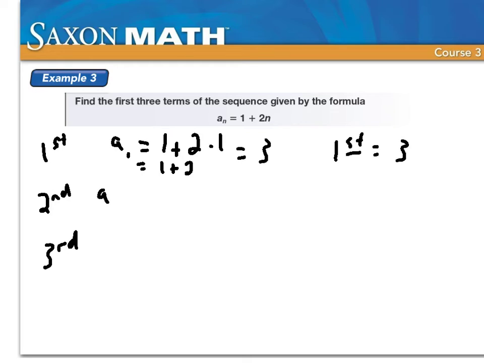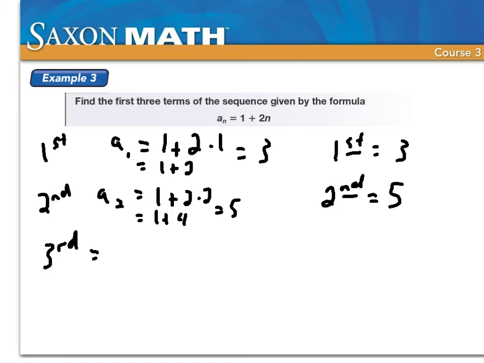For my second term, I'm going to plug a 2 in. I'm going to take 1 plus 2 times 2. Now that equals 1 plus 2 times 2 is 4. And 1 plus 4 is 5. So now my second term is 5.